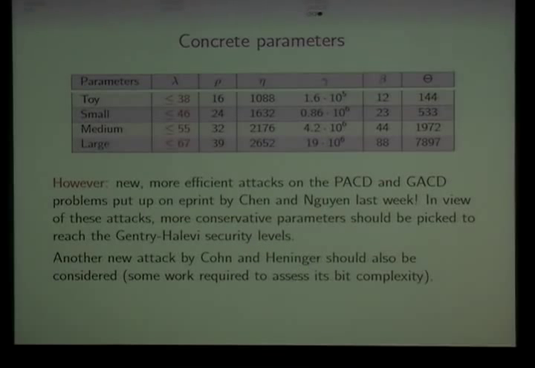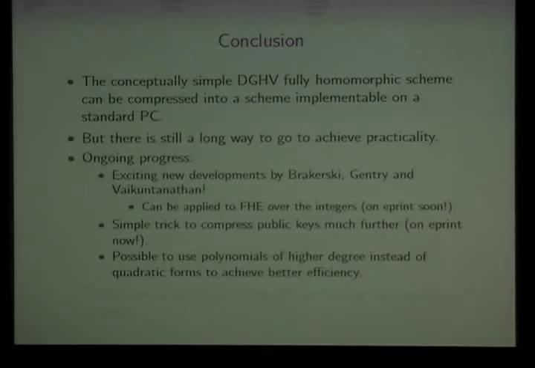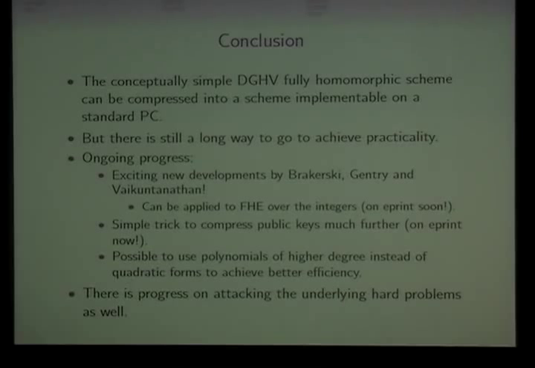There's also a new attack that you might have heard about in the rump session yesterday. But anyway, I think this shows reasonably, even if we have to hike parameters a bit, that the scheme from Eurocrypt last year can be compressed to something that you can implement on a standard PC. It's not near practical yet, but there's ongoing progress. You have exciting new developments around the without-bootstrapping work that you might even apply over the integers. That's work in progress. You can compress public keys much further. If you look at ePrint right now, there's a paper where we do it by a factor of about 200, and some more technical contributions.